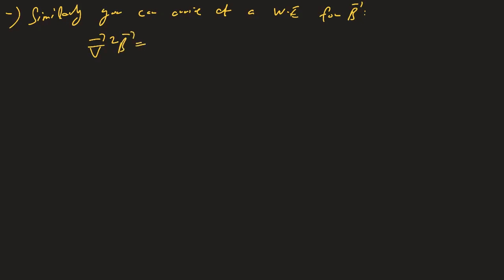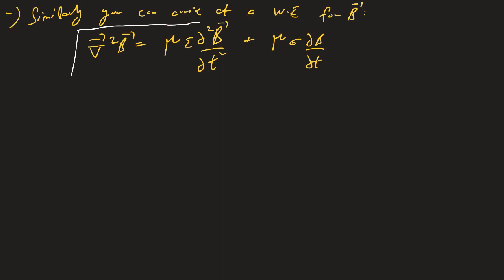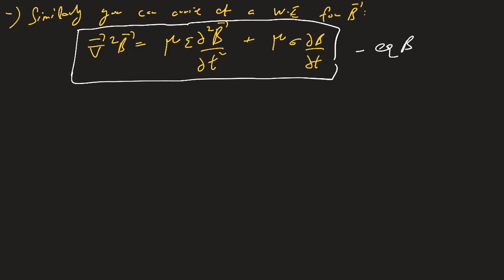And so similarly, you can arrive at a wave equation for B, and that basically is that del squared B, by the exact same chain of thought, is equal to mu epsilon del squared B by del t squared plus mu sigma times partial B by partial t. Okay, let's call this equation B.